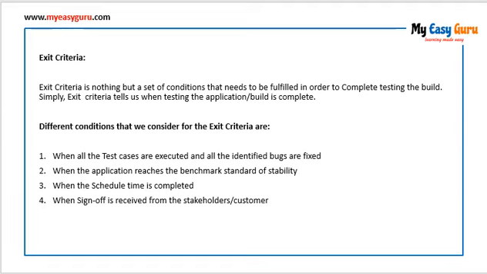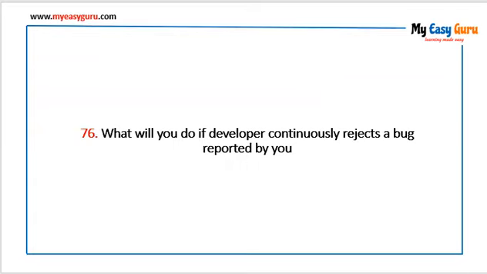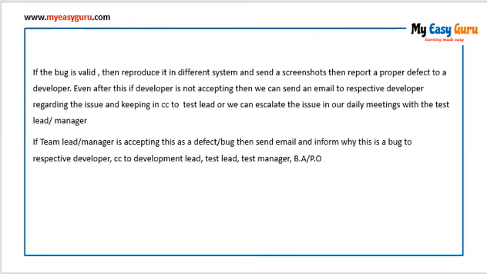Next question is, what will you do if a developer continuously rejects a big bug reported by you? If the bug is valid, then reproduce it in a different system and send a screenshot, then report a proper defect to the developer. Even after this, if the developer is not accepting, then we can send an email to the respective developer regarding the issue, keeping the test lead in CC, or we can escalate the issue in our daily meetings with the test lead manager.